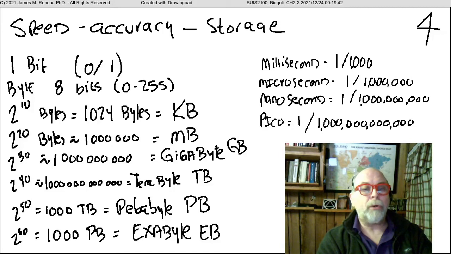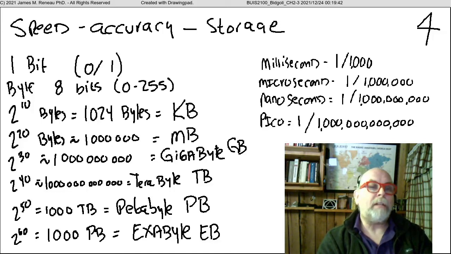Now your computer that's processing along at 3 gigahertz or faster can do things in nanoseconds, which is 1/1,000,000,000th of a second. And then a picosecond is 1/1,000,000,000,000th of a second. So you can see how many zeros are in a picosecond.